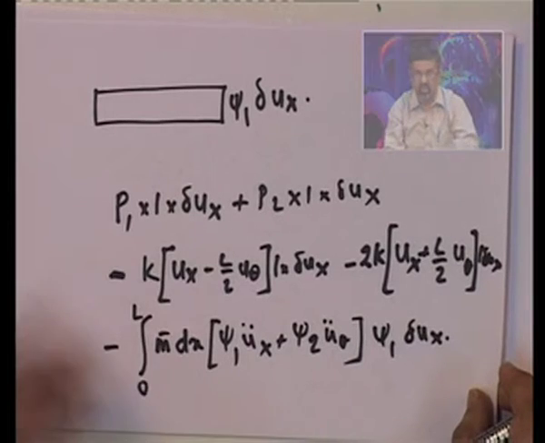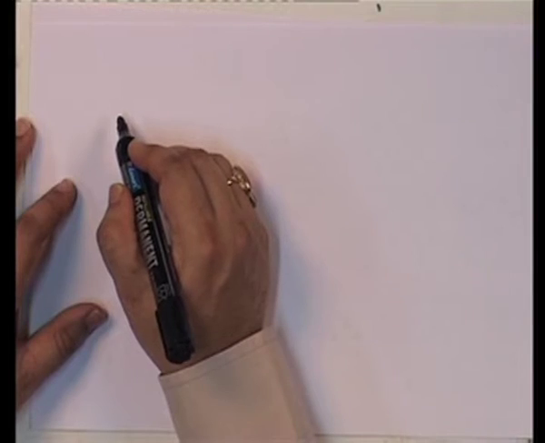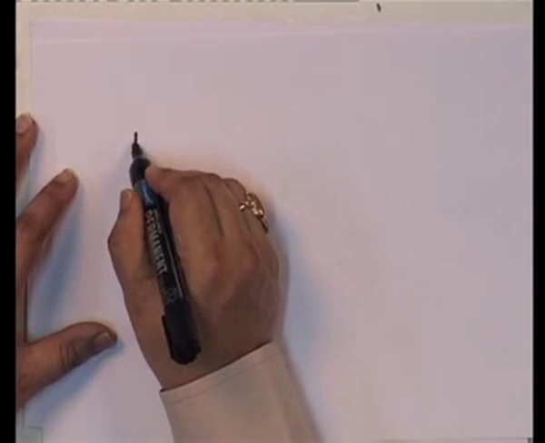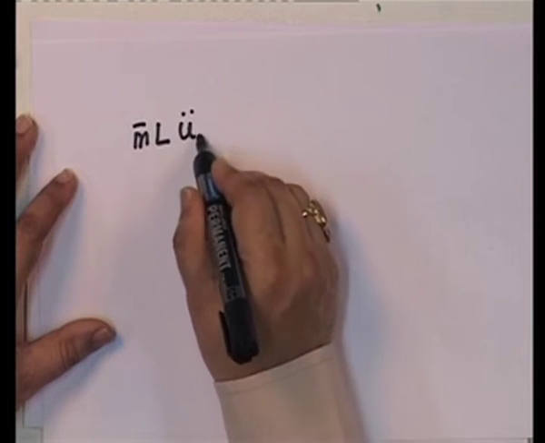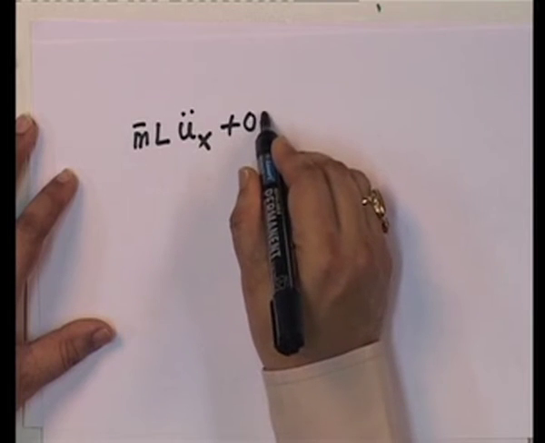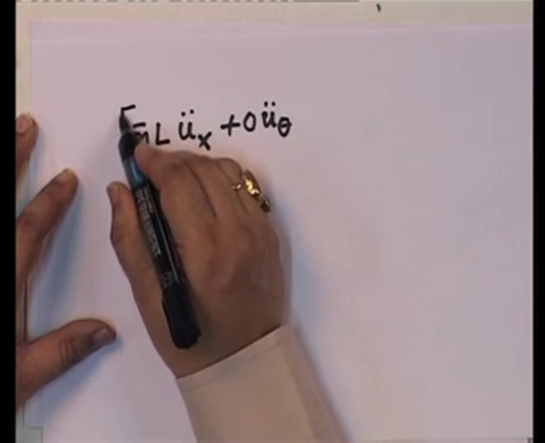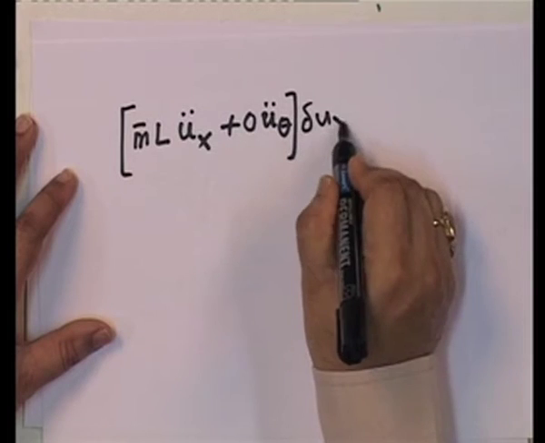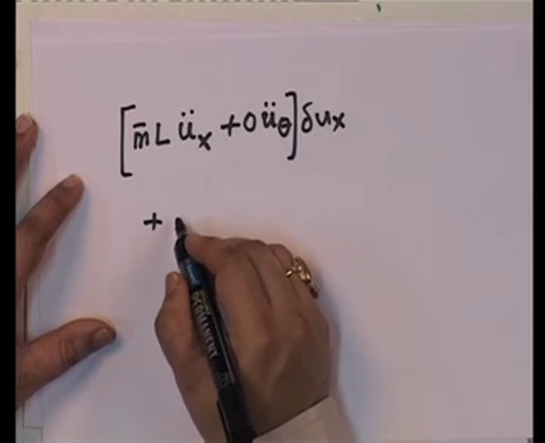I am going to put these equal things together and put them in a proper format. And so, what I get then is the following. I have already done m bar x xi 1 squared, I have already done that, right. So, what do I get? I get m bar L into u double dot del plus 0 into u double dot theta, the entire thing into del u x plus, now let us put the u x and u theta separately.